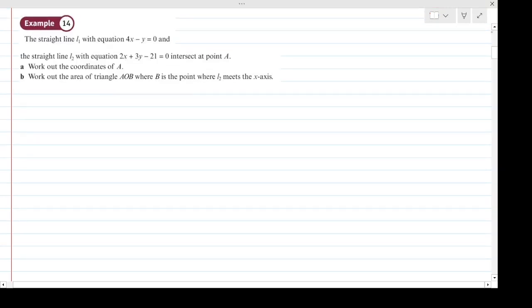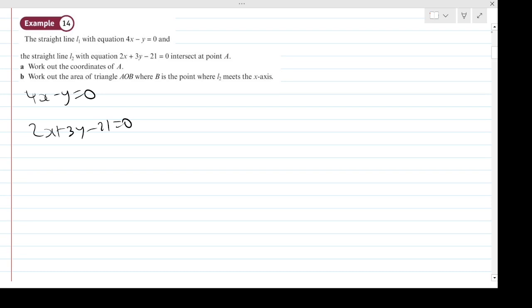Got this example, and it says a straight line L1 with equation 4x minus y equals 0, and the straight line L2 with equation 2x plus 3y minus 21 equals 0 intersect at the point A. First of all, it says to find the coordinates of A. Well, if they intersect, then the coordinates when they intersect equal each other. So these are just effectively simultaneous equations.